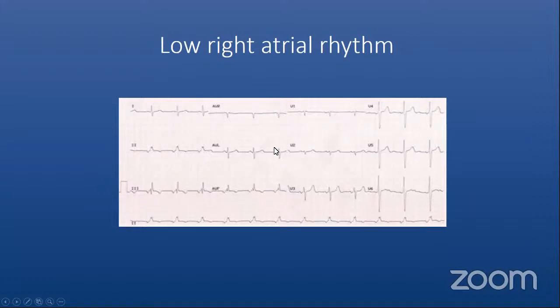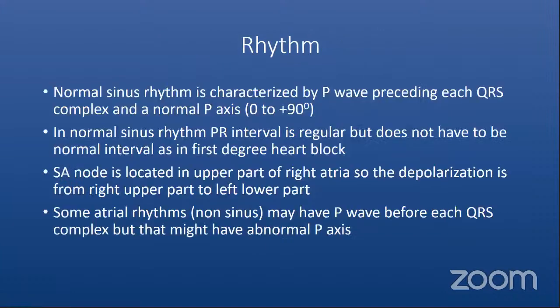So meaning that the axis is in that quadrant, the left upper quadrant, which is basically the lower right atrial part. So this is an ECG which is coming from a low right atrial rhythm. And sometimes it can be normal.